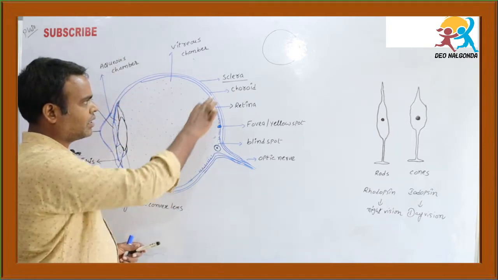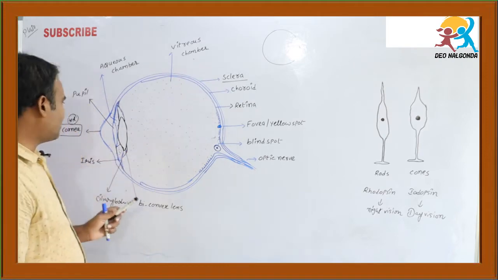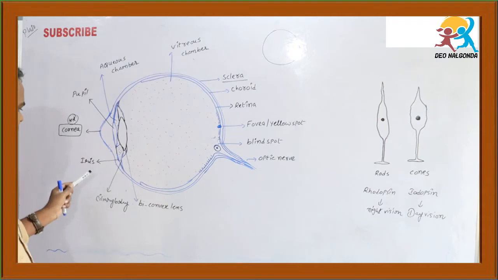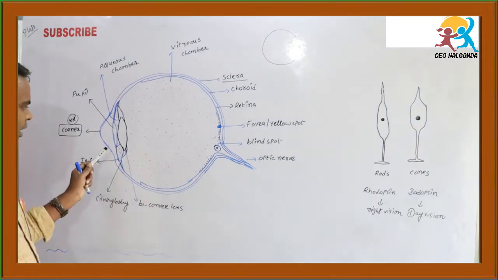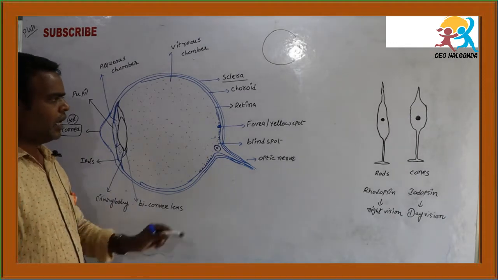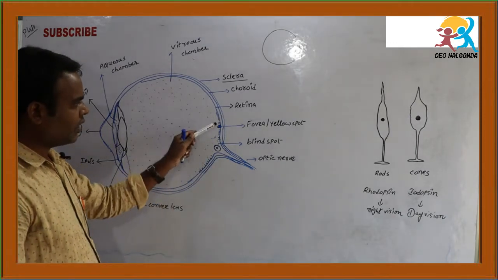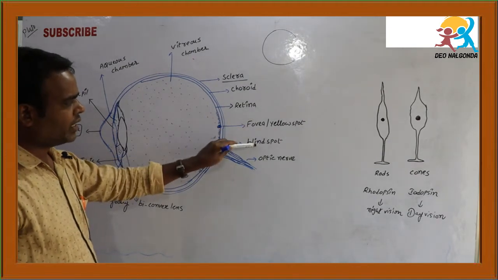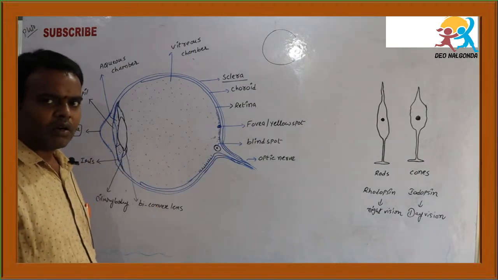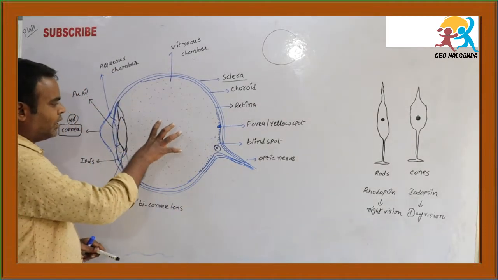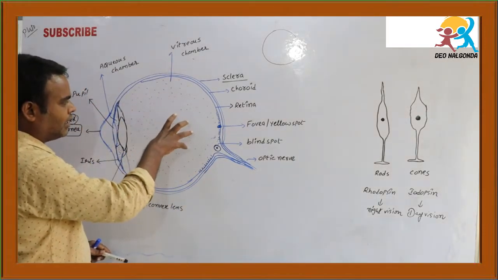Now you have seen the sclera, the outermost layer, which forms the cornea, and the middle layer is the choroid, which forms the iris, pupil, and ciliary body, and this ciliary body holds the lens, the biconvex lens. And regarding the retina, you have observed the rods and cones, and also the blind spot and the yellow spot.